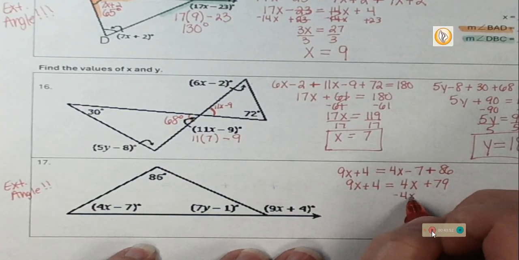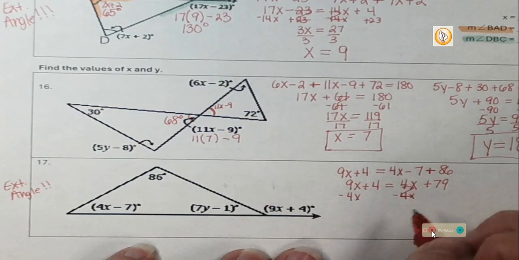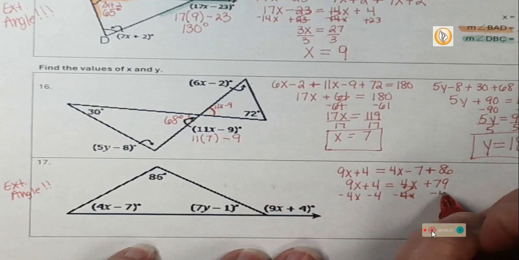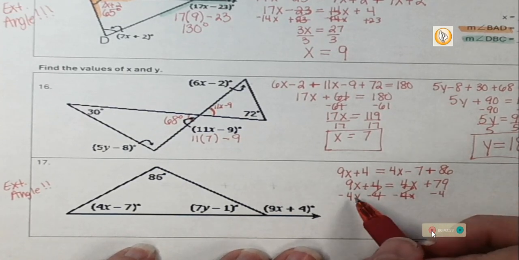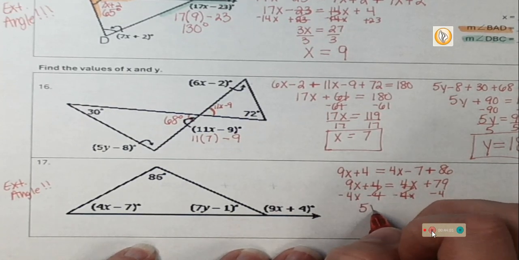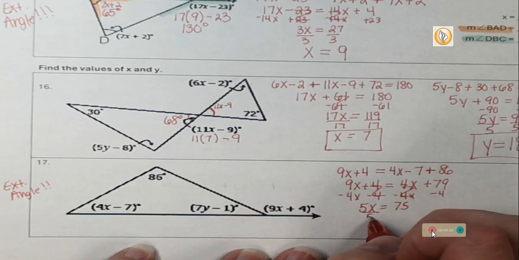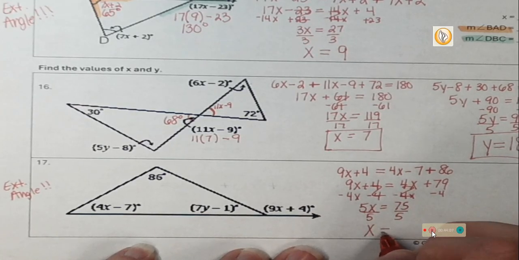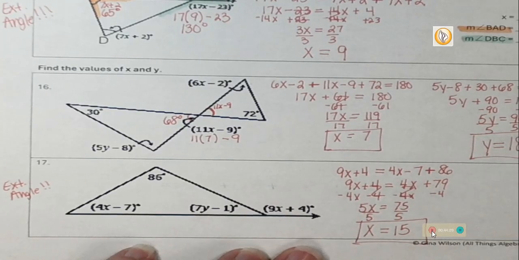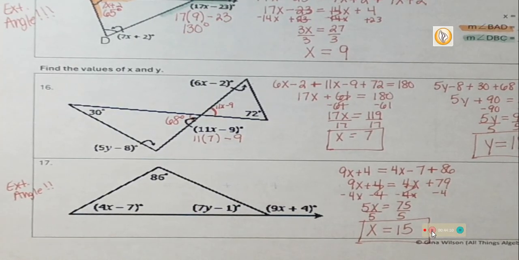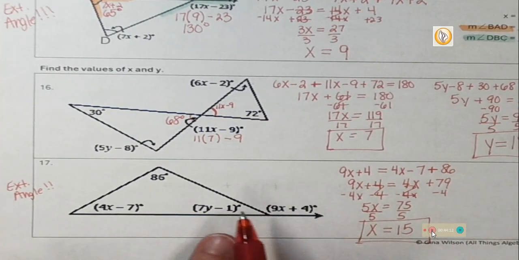I minus 4x from both sides. Inverses cancel. I minus 4 from both sides because inverses cancel. 9 minus 4 is 5x, and 79 minus 4 is 75, so that when I divide by 5, my x equals 15. All right, we know x. Now I need to find y.